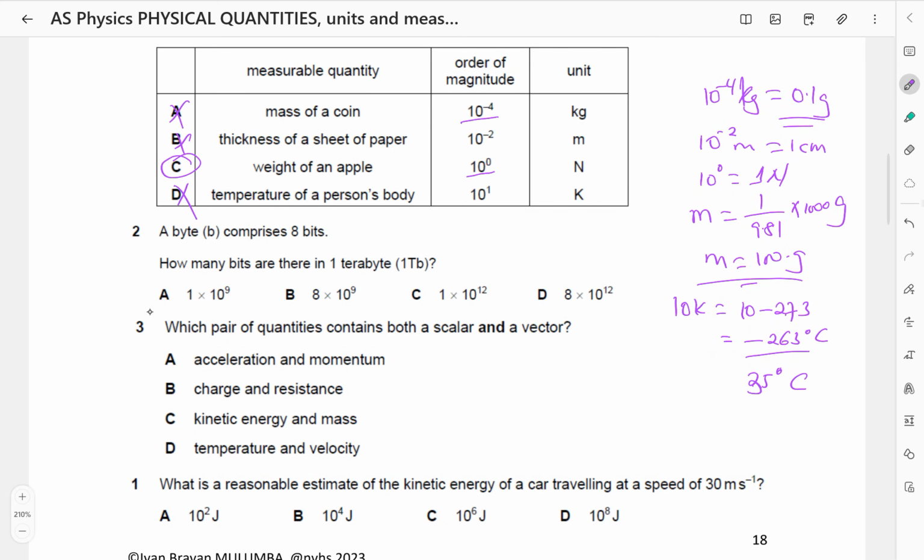A byte comprises 8 bits. How many bits are there in 1 terabyte?